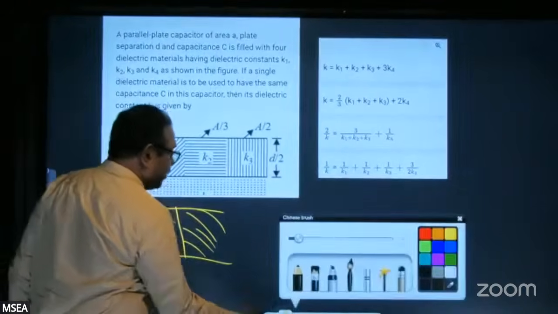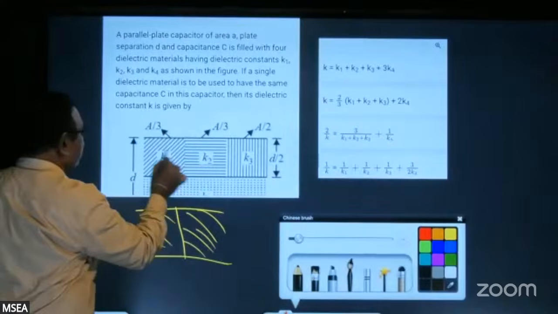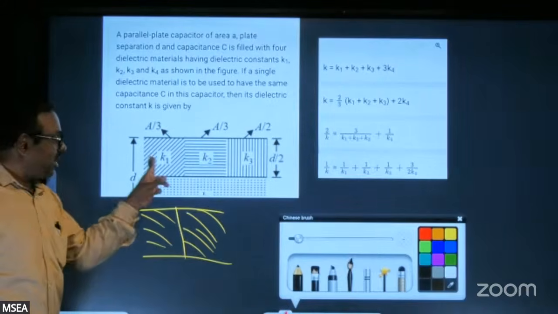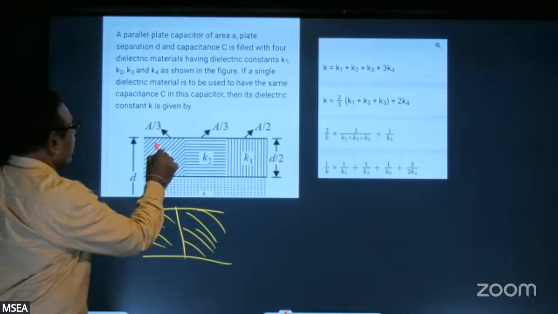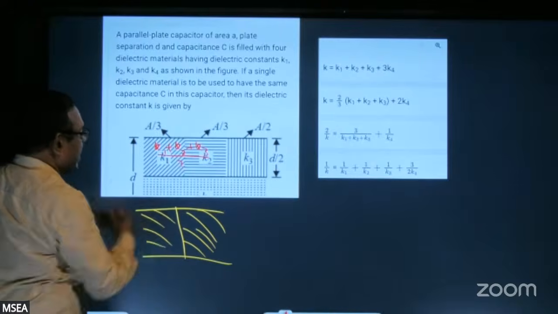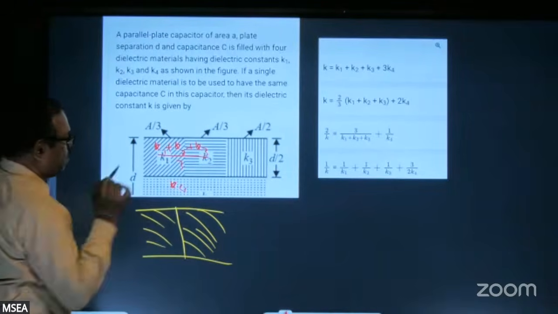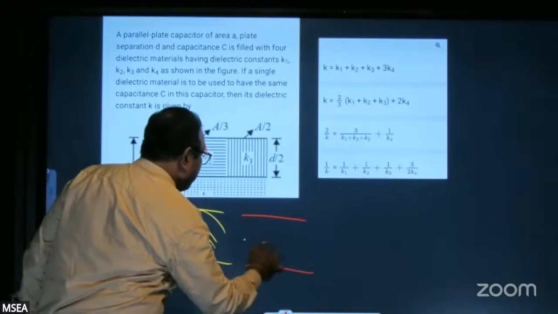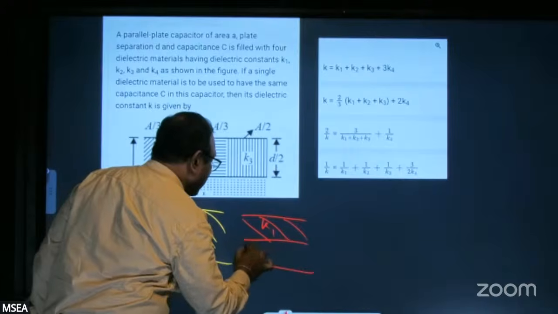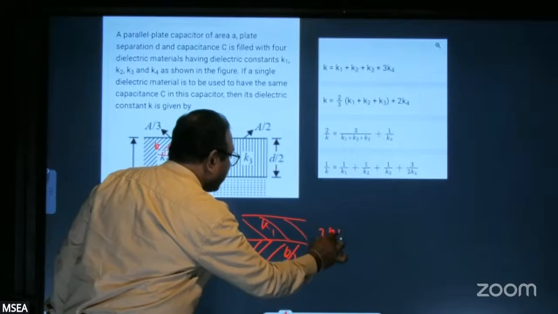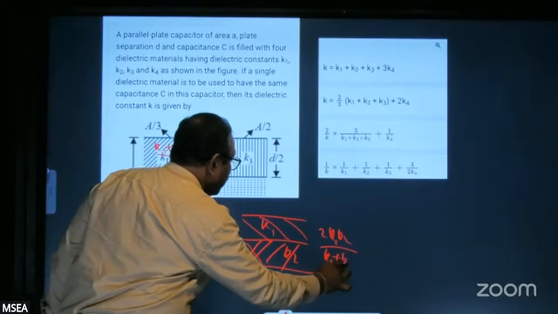Same as this way, I'll change. So this is equal to, as they are connected, K1 plus K2 by 2. Here 3 are connected, so we get K1 plus K2 plus K3 by 3, and this is K4 we have. Now I already gave, if two dielectrics are given, one is K1, another one is K2, then 2 K1 K2 by K1 plus K2, that's all.